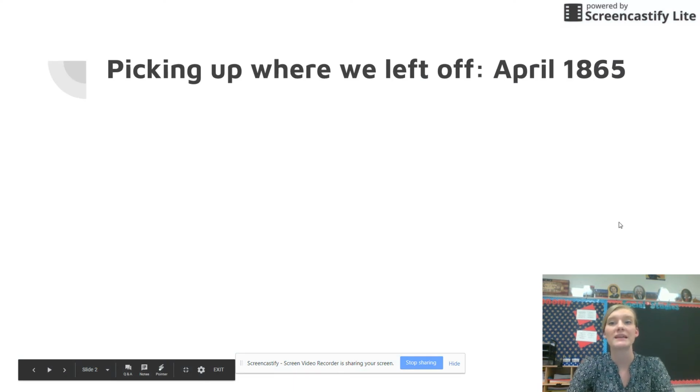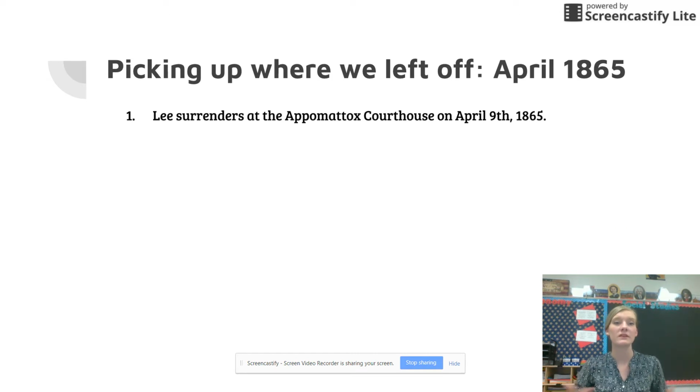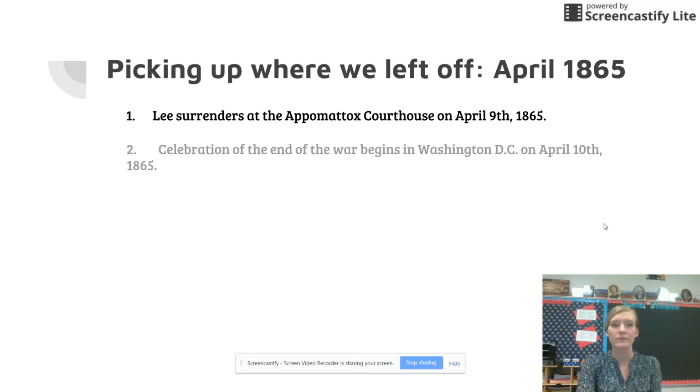So we're going to pick up where we left off. We left off in April of 1865. And we remember that Lee surrendered at the Appomattox Courthouse on the 9th of April in 1865. We talked all about how they signed the ceasefire, and this was the official mark that the war was over. On April 10th, 1865, celebrations began in Washington, D.C. The war was finally over. This war had been going on for almost 5 years, and people were very excited to see that it was over.